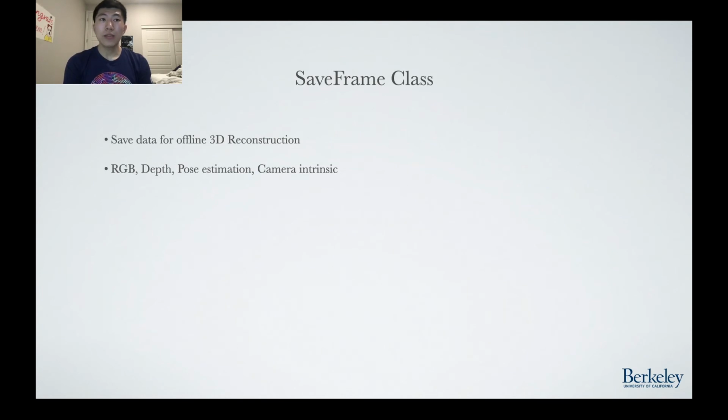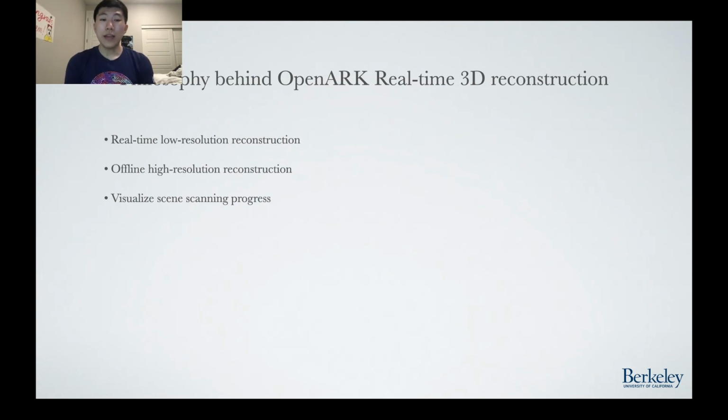Another important class for OpenARK's 3D reconstruction module is the SaveFrame class, used for saving data in order to perform offline 3D reconstruction. In order to perform offline 3D reconstruction, 4 pieces of data need to be saved: an RGB image, a depth image, the pose estimated for the frame by SLAM, and the camera intrinsic, required to project the depth image back to 3D space.